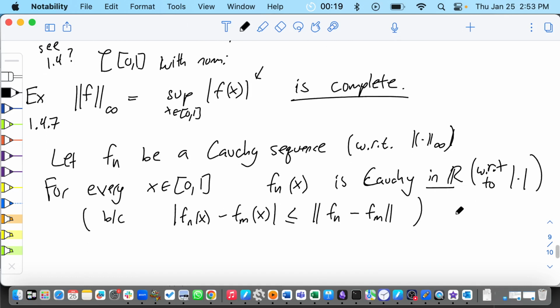This is the really nice thing about the uniform norm, and why it's such a nice norm: it takes properties about the functions and applies them uniformly to every single point. And so we definitely have pointwise convergence.